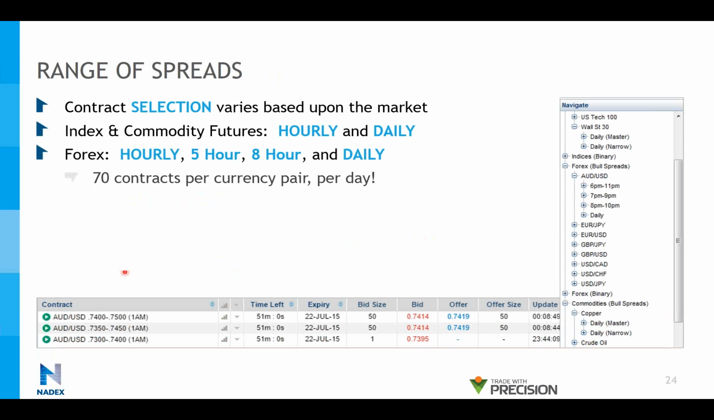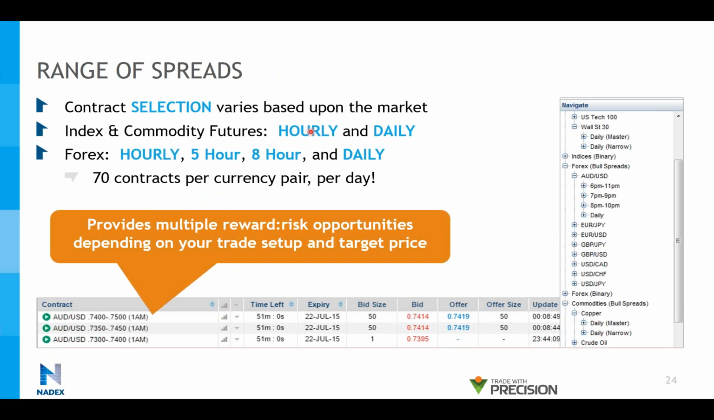The range of spreads available. Contract selection varies based upon the market. Index and commodity futures are available on hourly and daily expiry cycles. Forex is available on hourly, 5-hour, 8-hour, and daily expiry cycles. 70 contracts per currency pair per day. And here we have a list of those different contracts, for example, on the Australian dollar against the US dollar. Here we can see we have a range of 74 to 75, 73.50, 74.50, and those expire at 1 a.m. How can you pick those different contracts here?